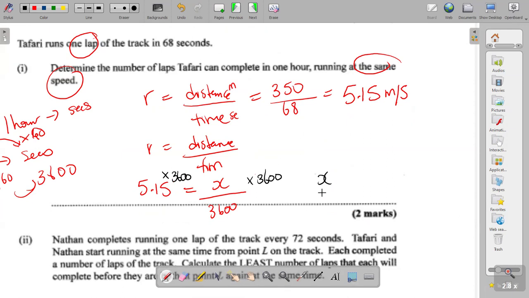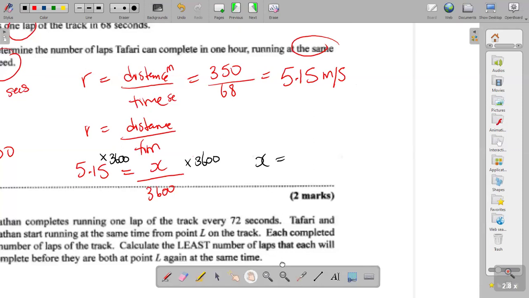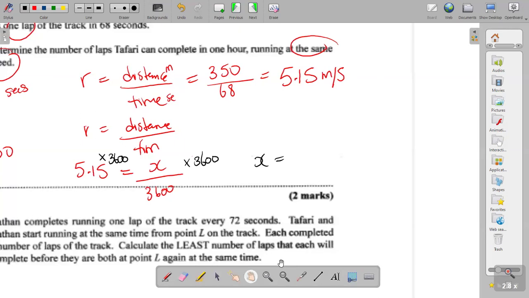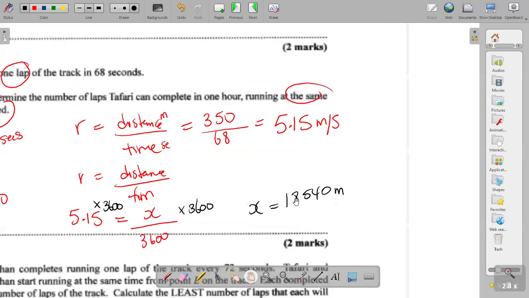And so X would be, calculator people, let me see if we focus in. Answer. How many meters did he run? 18,540. Is this my final answer? Is this my final answer? No. They didn't ask for the distance.